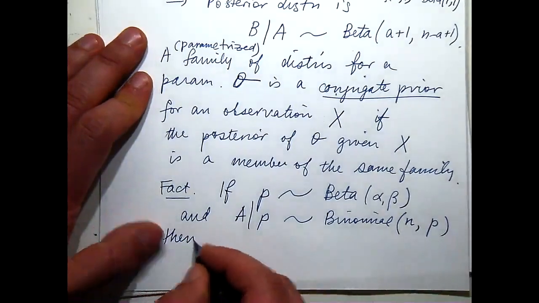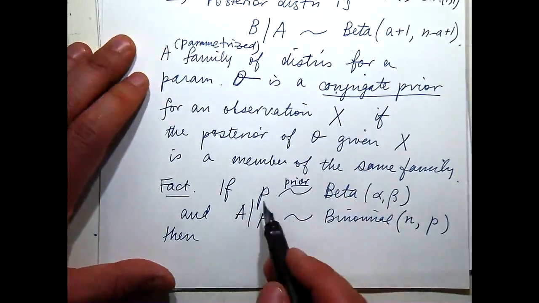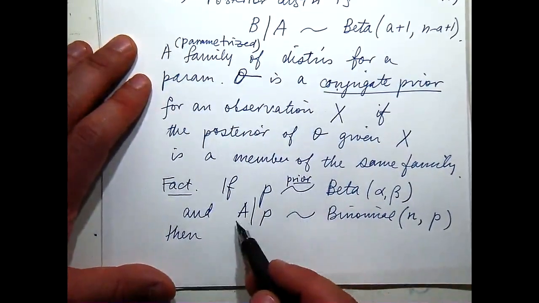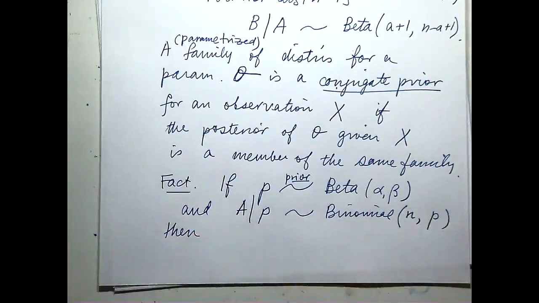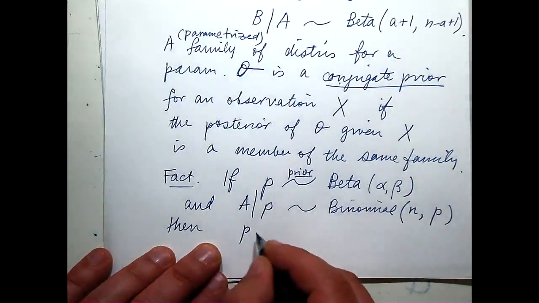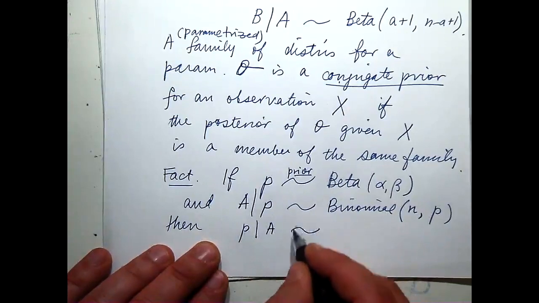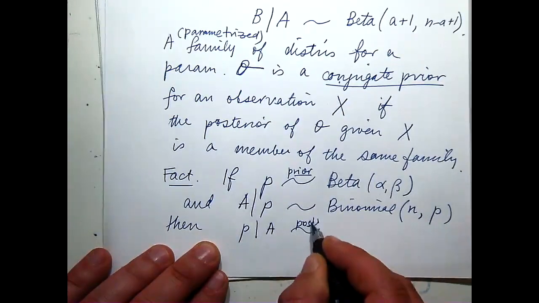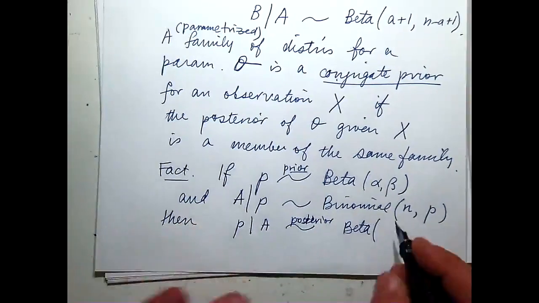Then, so I don't need to put this word in here, but the prior is given this, and then that's the part that is objective. You could call that the likelihood, the binomial likelihood. Then the posterior, p given A, see the conditioning p given A gives you the posterior, is beta, and it's the same pattern as I said before.